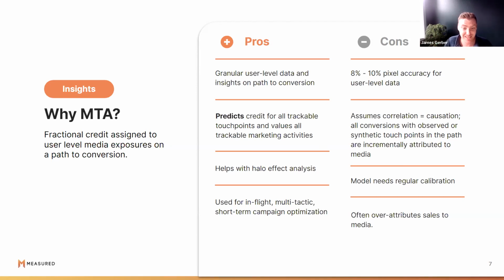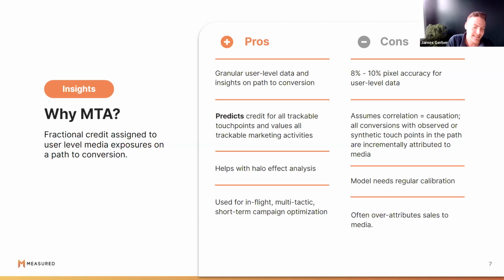Another major issue with it, in fact, as an analyst, I find this to be the biggest issue: multi-touch attribution generally assumes that correlation equals causation. What do I mean when I say that? All conversions that are observed with either observed or synthetic touch points in the path are incrementally attributed to media. What do I mean by synthetic? A lot of MTA vendors are now inserting what they believe to be impressions before the conversion, even if they're not tracking them. That's what they call synthetic touch points that they insert into the path to conversion. It basically assumes that if there's any touch point, it is incrementally attributed to the media, right?